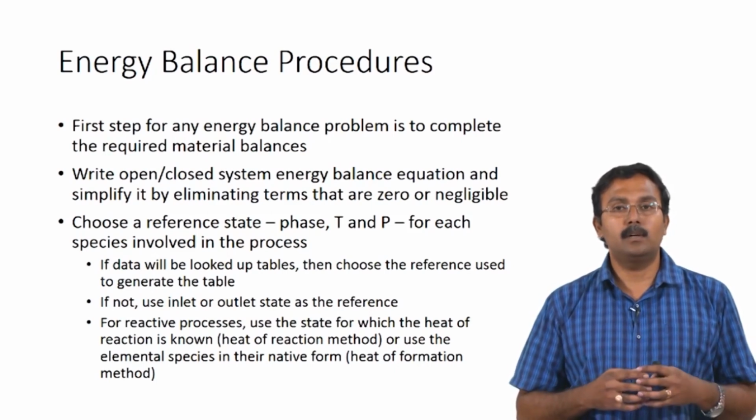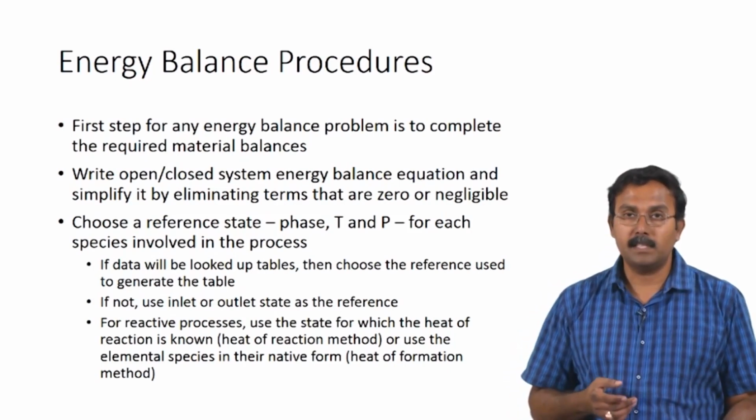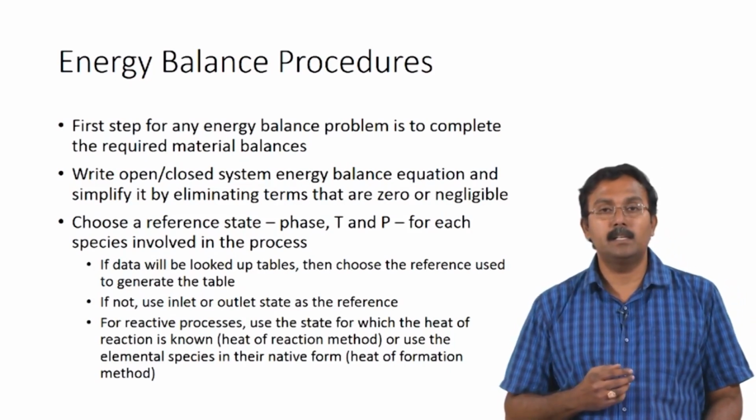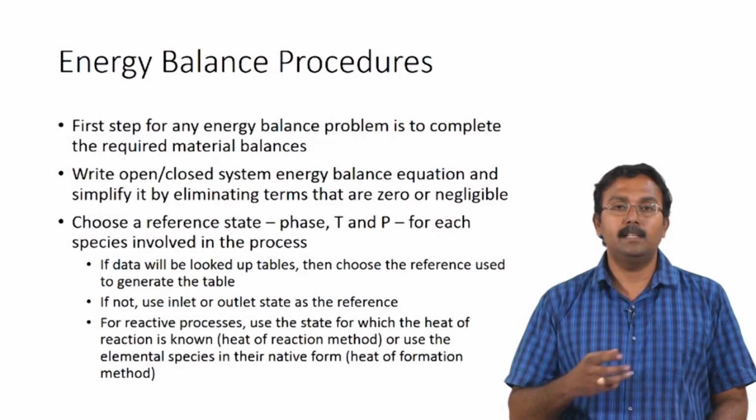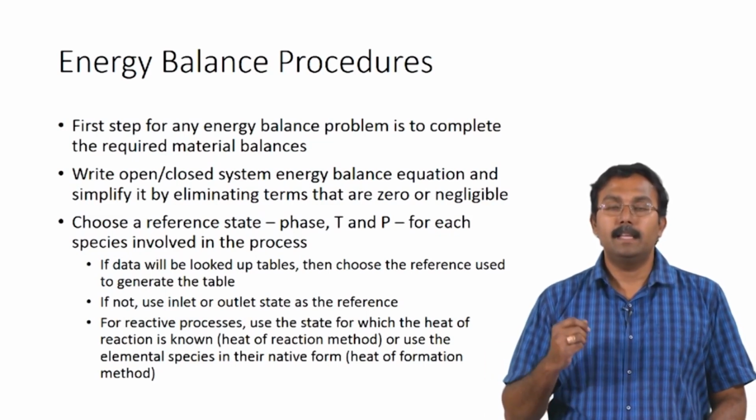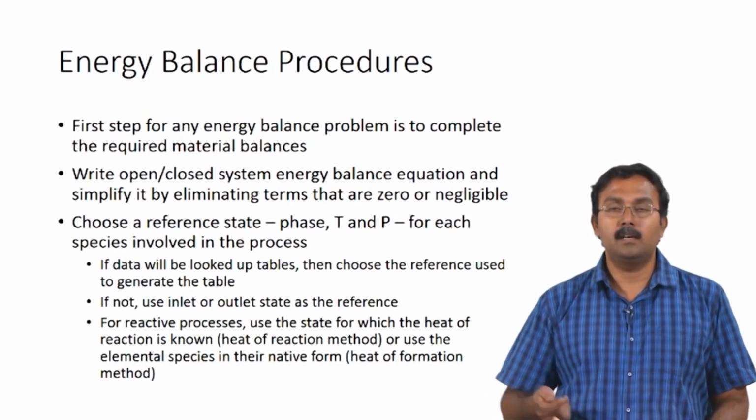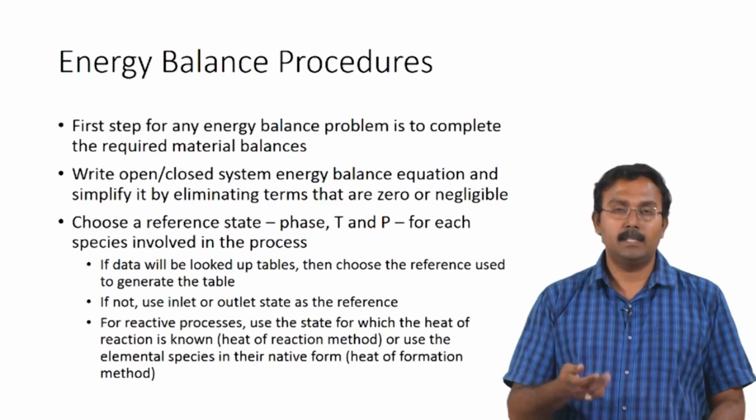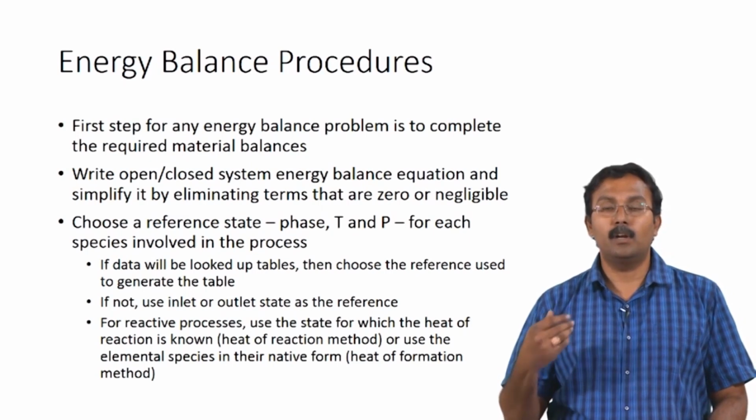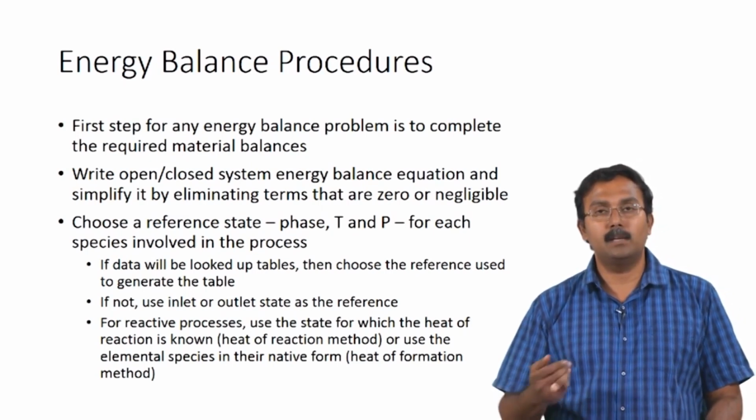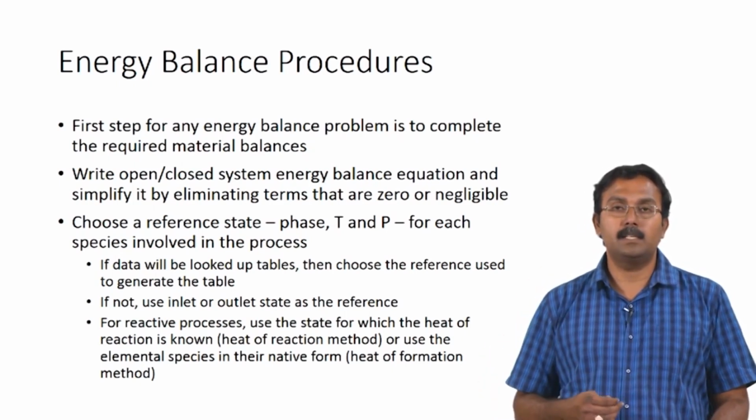So, once you have the material balances completed, you would have to identify what type of system it is and write the correct general balance equation. So, you would have to identify whether it is an open or a closed system, and write the correct equation. Then you would simplify this equation by eliminating the terms which go to 0 and terms which are actually negligible. So, as we already discussed, if there are no moving parts, we would eliminate work, and if you do not have any acceleration or deceleration, you will eliminate kinetic energy, and if there is no change in height, the position, then potential energy changes can be ignored.